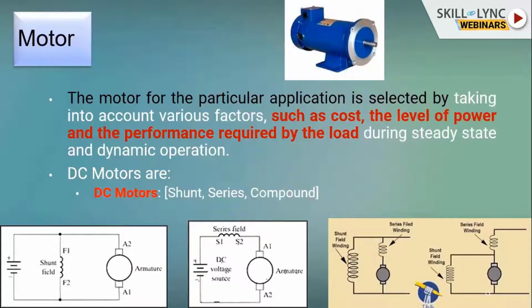So in case of DC motors, there can be DC shunt motors, where the shunt field is in parallel with the armature. Then there may be a series DC motor, where the field is in series with the armature, or there can be compound motors like short shunt and long shunt.